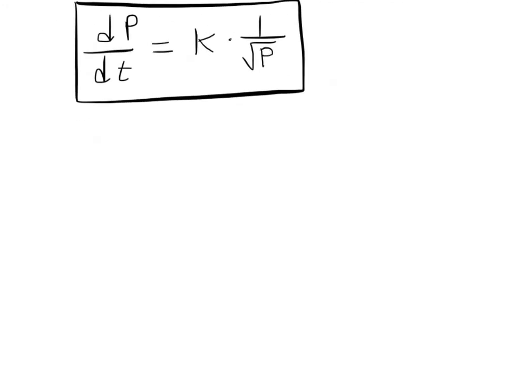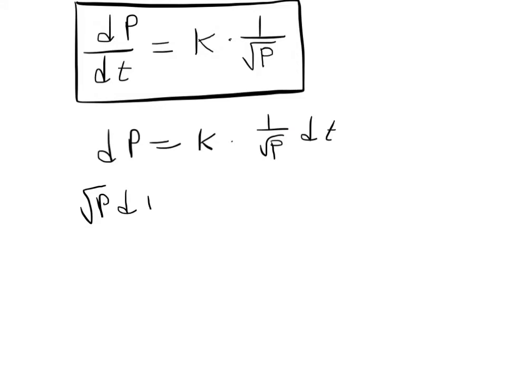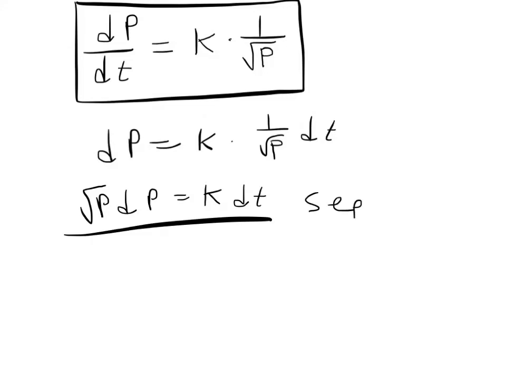The first step was multiplying the dt over, so you'd have dp equals k times 1 over root p dt. The next step is separating variables. So separating variables just means we need to move the square root of p over. So you'd have the square root of p dp equals k dt. And at that point, it's been separated, right? At that point, you take the antiderivative of both sides.